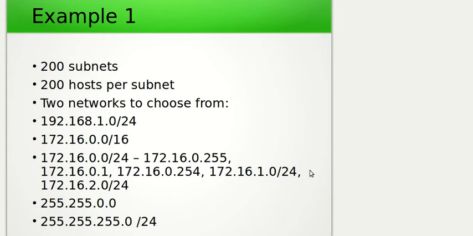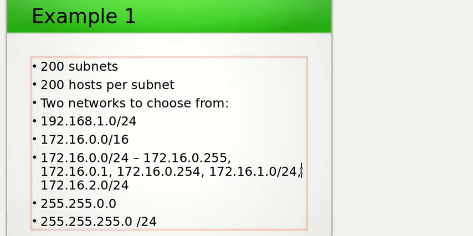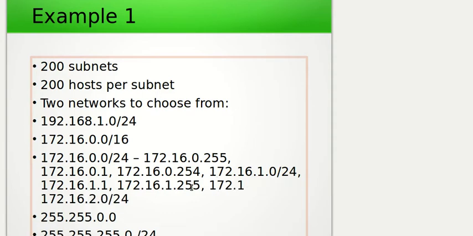So then let's focus on the second subnet. The subnet ID is going to be 172.16.1.0. The first usable IP address will be one more than that, so 172.16.1.1. The broadcast address is going to be one IP address less than the next subnet ID, so 172.16.1.255, and the last usable IP address is going to be one less than the broadcast address, so 172.16.1.254.